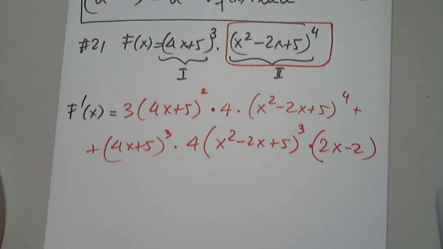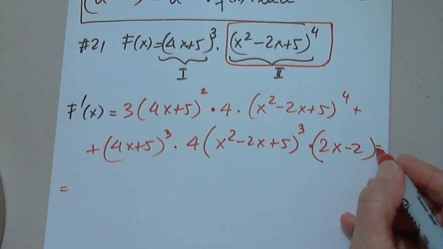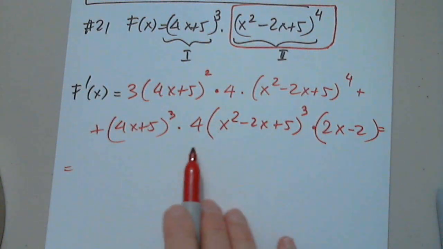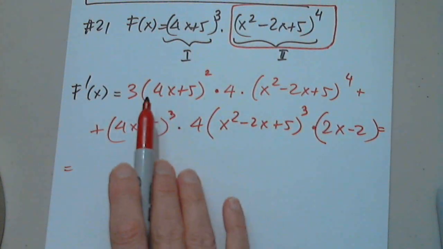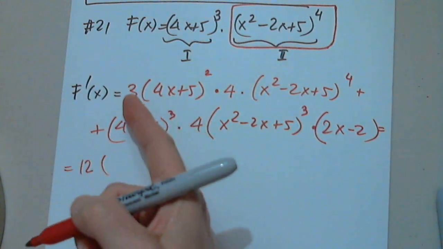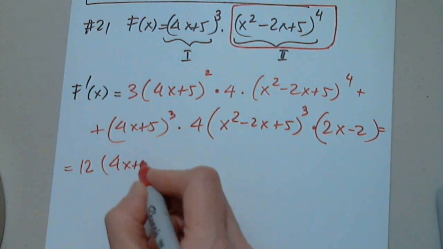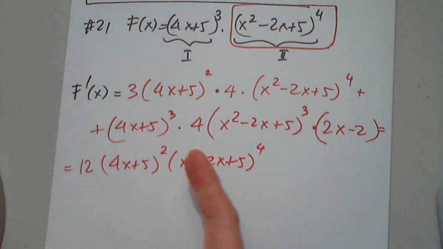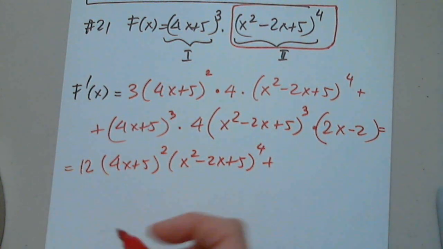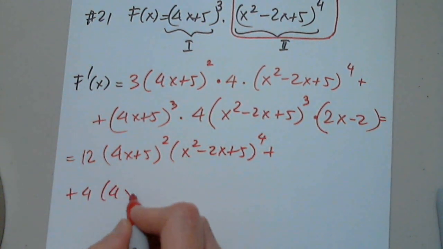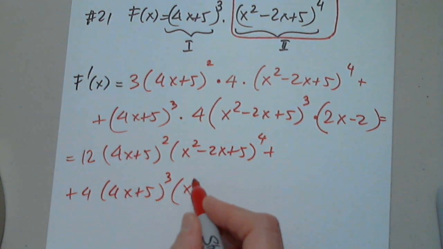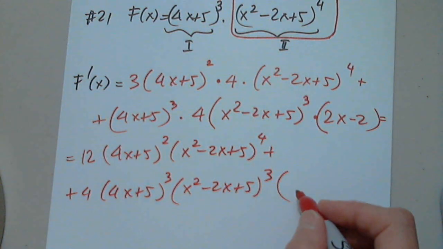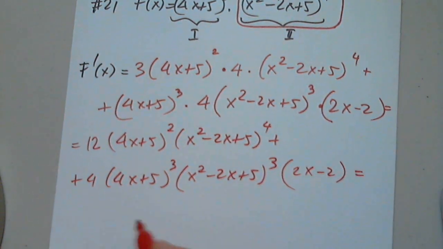Okay, good. So now we have to simplify by factoring. This is very important. So I'm going to rearrange the whole thing. First of all, multiplying 3 by 4, which is 12. This is all product. So we have 4x plus 5 squared and x squared minus 2x plus 5 to the 4th. Here I have a 4, but I don't have enough room, so I'm going to copy it here. 4, and then 4x plus 5 cubed, and then x squared minus 2x plus 5 to the 3rd. I should have factored out the 2 in here, but that's okay. And 2x minus 2. Okay.